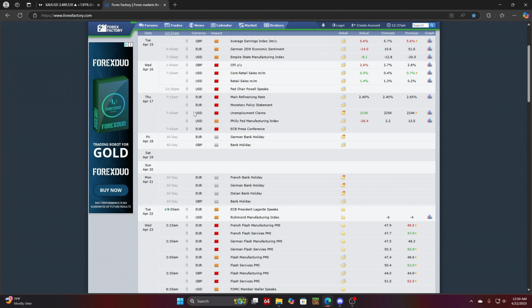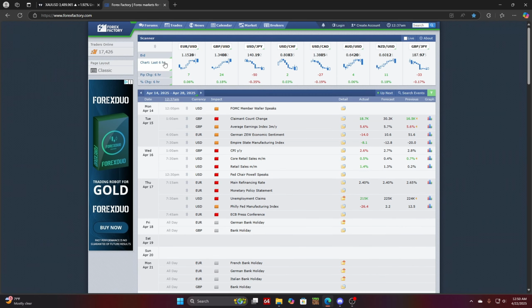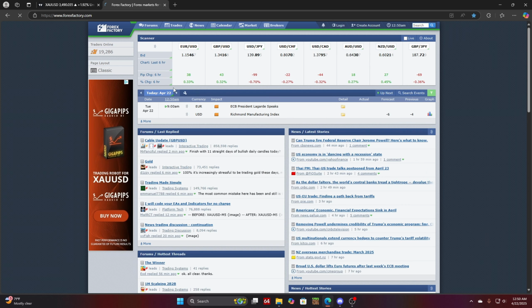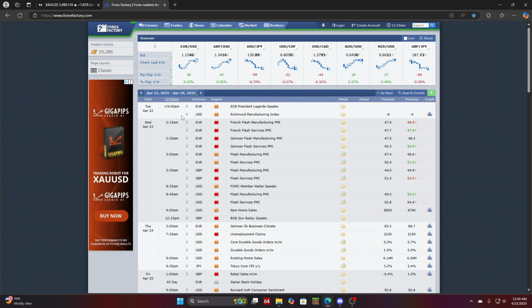But yeah, for tomorrow, which is, give me a second, the 22nd, we are good to go. I don't think this is going to affect the market that much, but for tomorrow we'll be good to go.